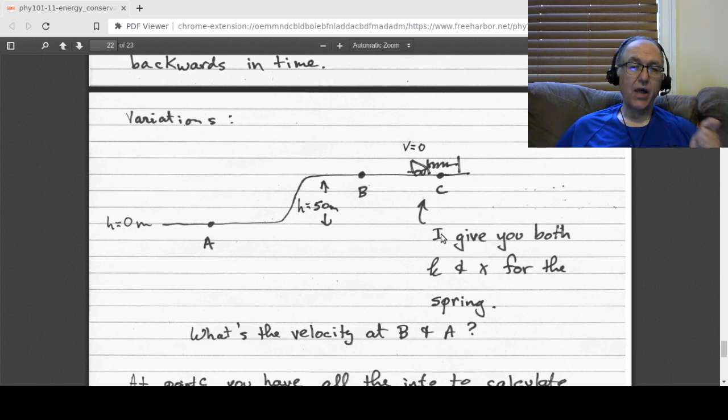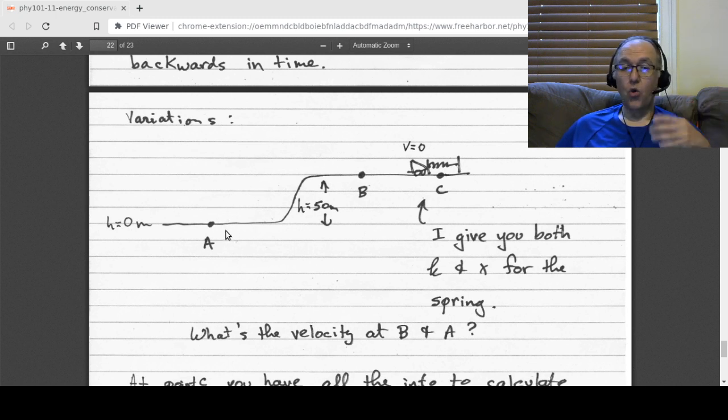But what I do is I tell you the spring constant, and I tell you x, how much the spring compresses at point C. Well, if I tell you how much the spring compresses, that's x, and I tell you k, you've got the potential energy due to the spring here. But you also know the height because they give you that 50, so you have the potential energy due to gravity there, and there's no kinetic energy there. So in this example, you would have all the information to calculate the energy at point C. Whatever that energy is, it would be the same energy at point B and the same energy at point A.